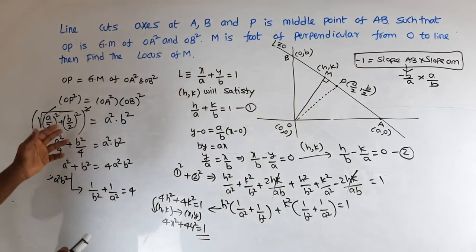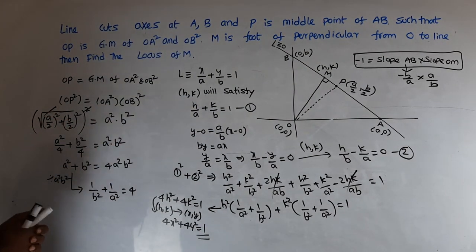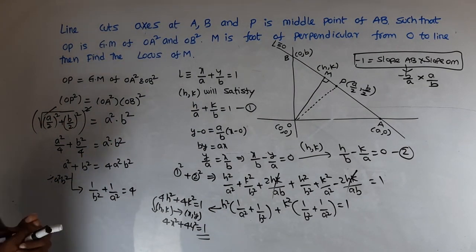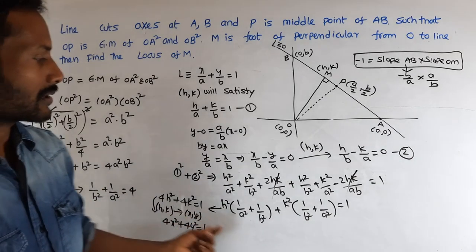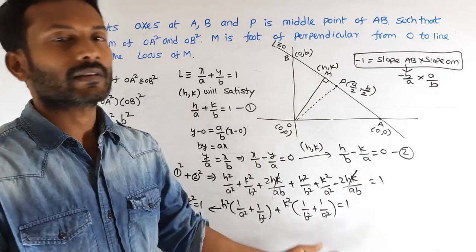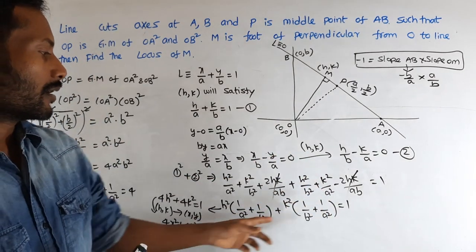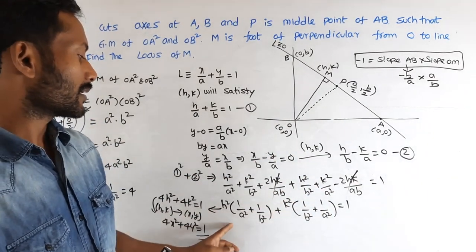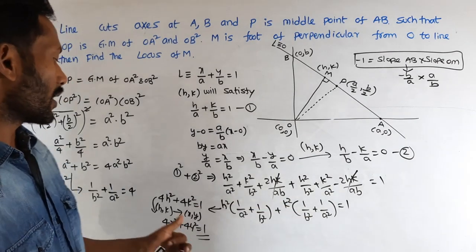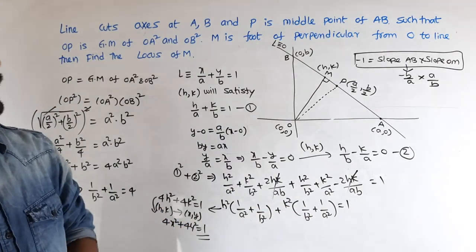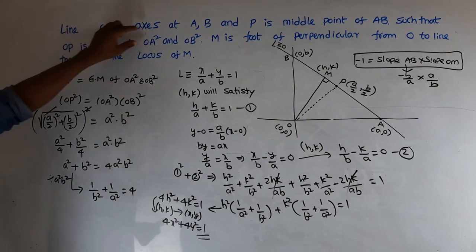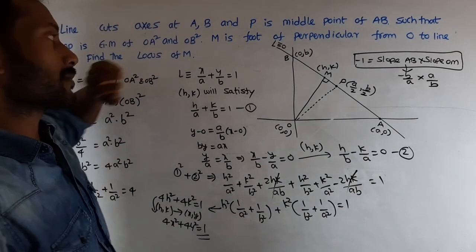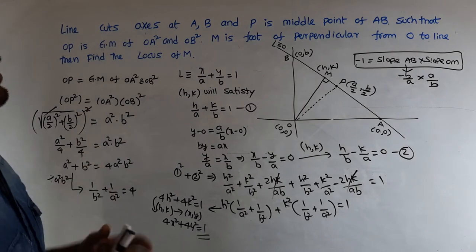A by 2 whole square plus B by 2 whole square. So 1 by A square plus 1 by B square equal to 4. If we substitute, the parameters get eliminated. So 4h square plus 4k square equal to 1, with h, k replaced by x comma y. So it is important: OP is the geometric mean of OA square and OB square. It's a small mistake, a mistake in the question.